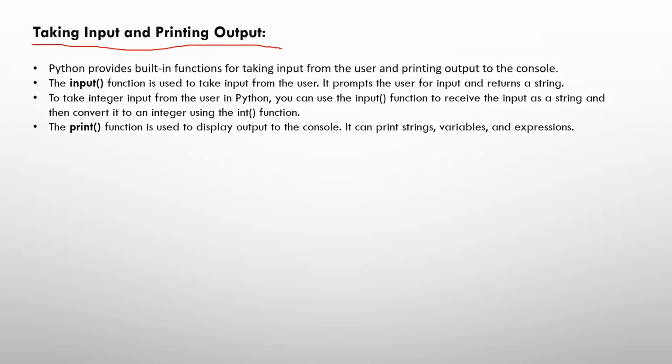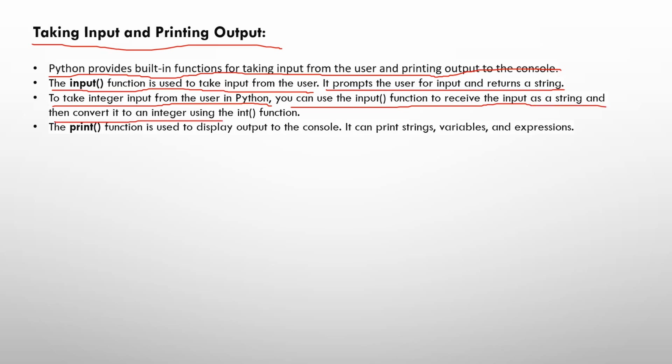So next we are taking input and printing output. So Python provides built-in functions for taking input from the user and printing output to the console. The input function is used to take input from the user. It prompts the user for input and returns a string. To take integer input from the user in Python, you can use the input function to receive the input as a string and then convert it to an integer using the int function.